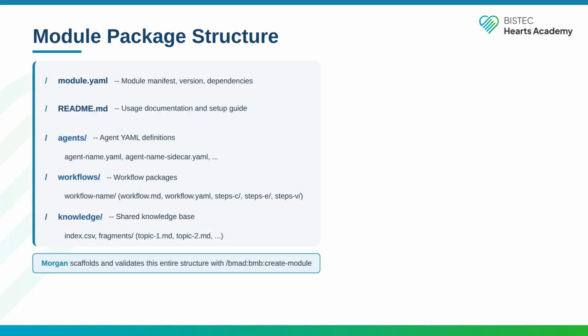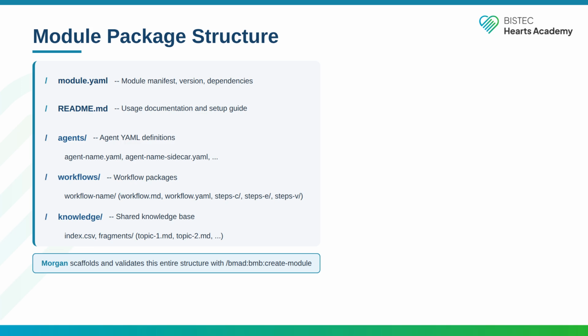A complete module has a specific directory structure. The module YAML file is the module manifest. It contains the module name, version, description, author, dependencies, and references to all agents and workflows in the package. This is what the BMAD installer reads to understand the module. The README file is the usage documentation and setup guide. It explains what the module does, how to install it, how to configure it, and how to use its agents and workflows.